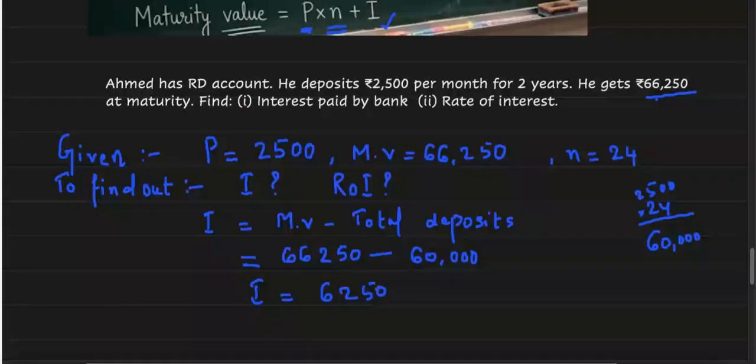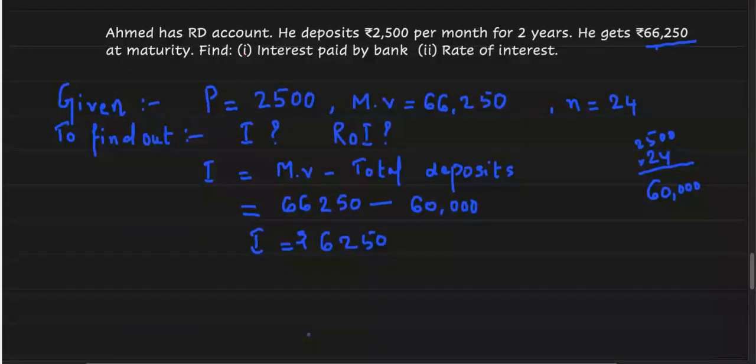I'm not writing the symbols and all. You can write the rupees symbol, whatever is there in your textbook. Okay, rupees 6,250 is the interest. What is the rate of interest? For finding the rate of interest, we should use our formula. Which formula?